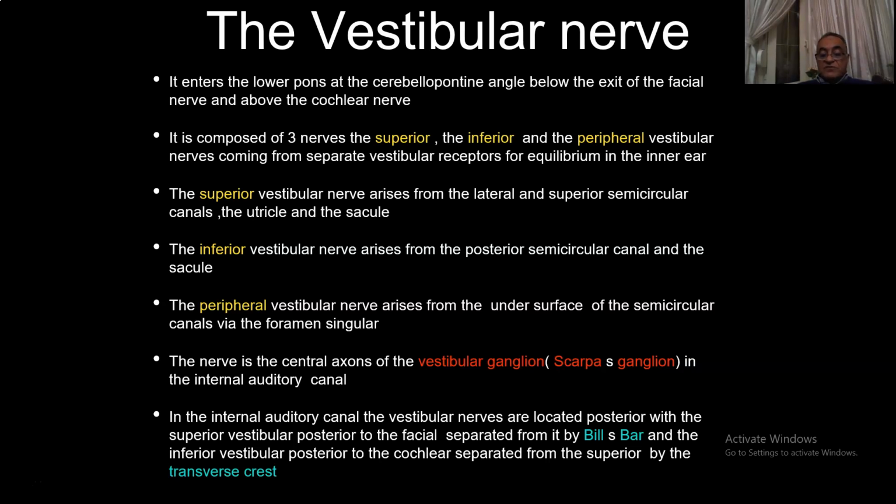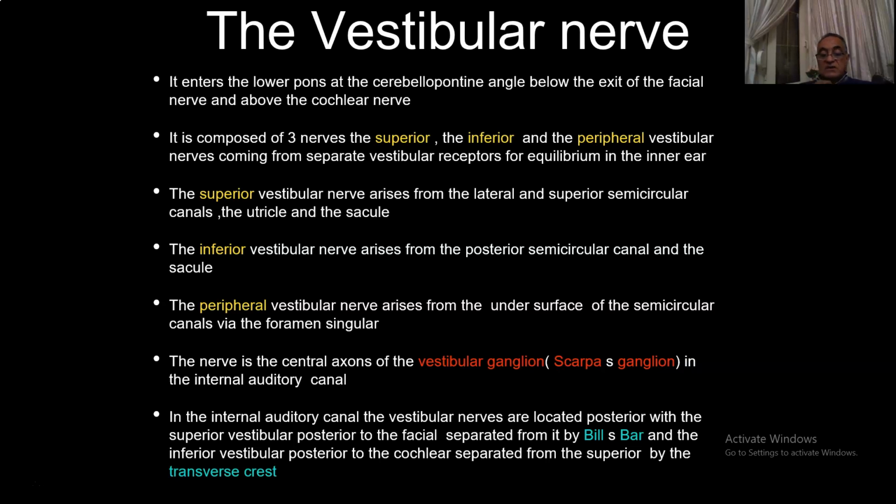The vestibular nerve is actually the central axon of the vestibular ganglion, Scarpa's ganglion, in the internal auditory canal. Always with the sensation, as you saw with the vision, and you will see with the hearing, there is a sensory ganglion. In this case it is the vestibular ganglion, which has bipolar cells having a central part and a peripheral part. The peripheral part transmits impulses from the receptor to the cell, and the central axons form the nerve, as we will see.